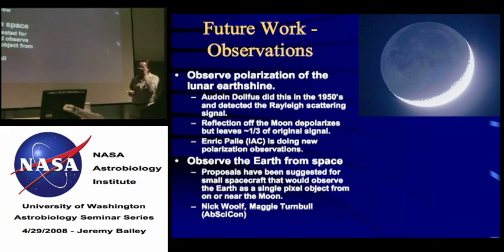And this technique's been used by a number of groups to look at the spectrum of the Earth from space. But in principle, you can look at polarization of the Earth in this way. And in fact, Ordway Dollfus did this back in the 50s. He measured the polarization of this Earthshine, and he detected the Rayleigh scattering signal from the Earth. The reflection of the moon complicates things because that introduces polarization effects of its own.